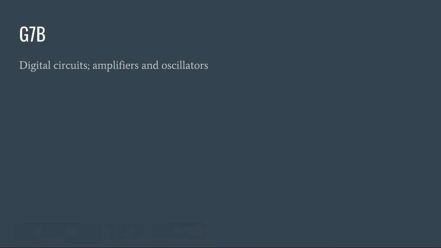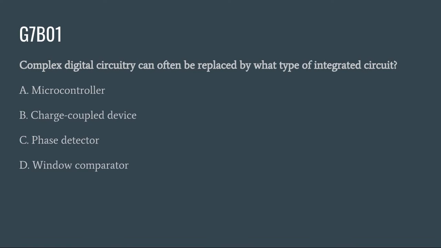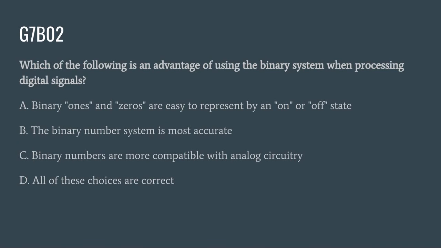Moving on, G7B, covering digital circuits, amplifiers, and oscillators. G7B01 says complex digital circuitry can often be replaced by what type of integrated circuit? A, microcontroller, B, charge-coupled device, C, phase detector, or D, Windows comparator? And the correct answer is A, microcontroller.